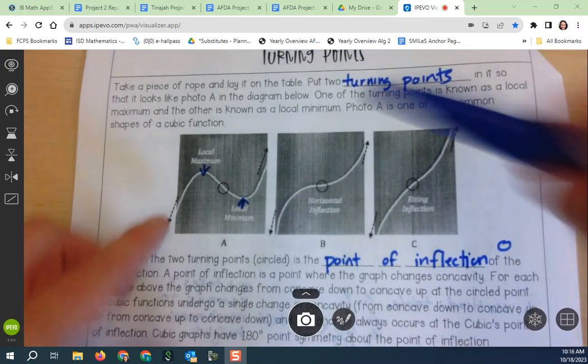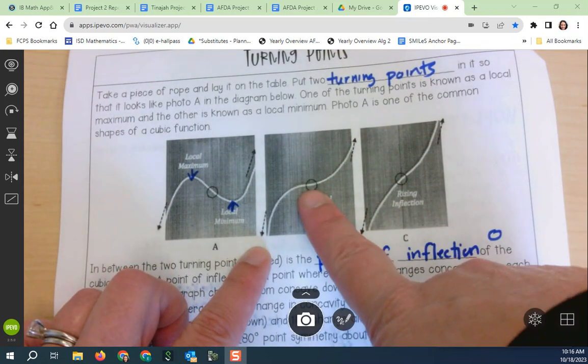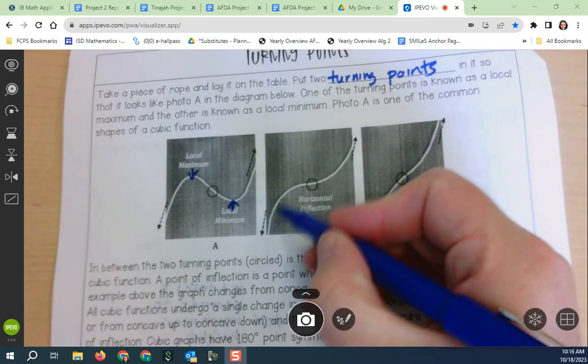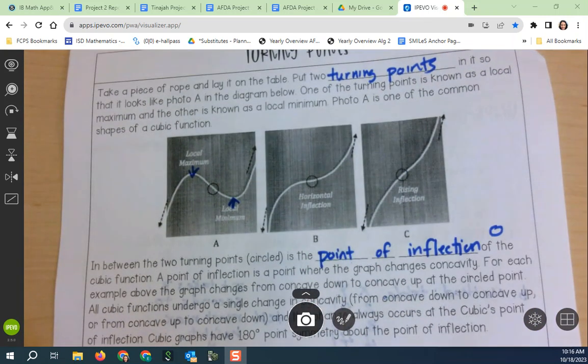Think of this as a piece of rope, and as you stretch it, it's harder to locate that point of inflection in between, but you can slightly see that concavity, concave down, and then concave up. So what does it say after that? For each example, the graph changes from concave down to concave up at the circled point. That's your point of inflection. All cubic functions undergo a single change in concavity, and this change occurs at the cubic's point of inflection.